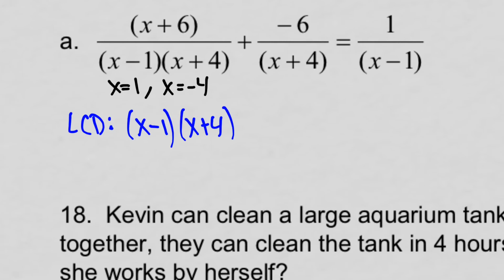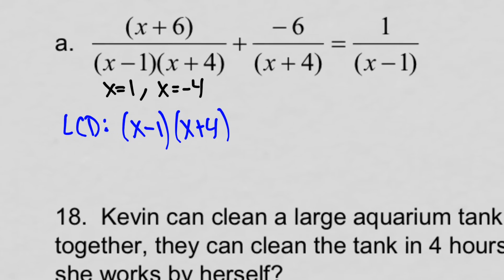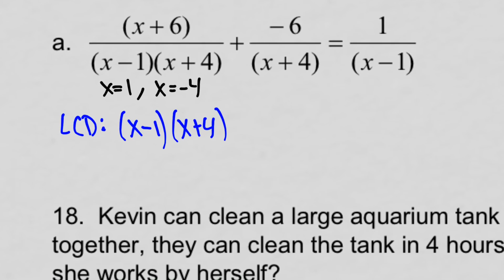So what I'm going to do is figure out what exactly each of these fractions is missing in order to have this as the denominator. Okay. So for this one, it's not missing anything, right? We're going to leave that one exactly as is. X plus 6. Let me do all that in a different color so you guys can see it. It's going to be x plus 6. And then the denominator is x minus 1, x plus 4. Perfect. Done.